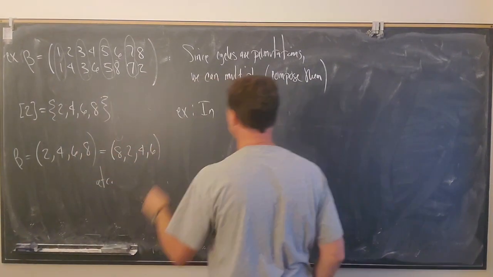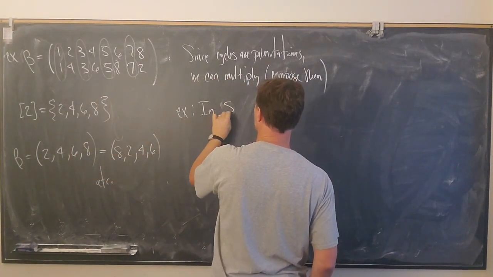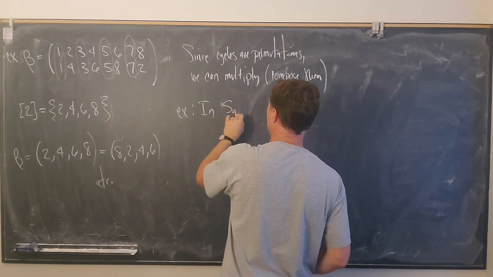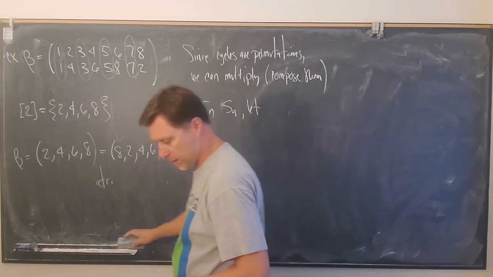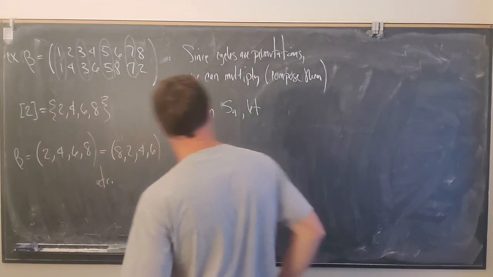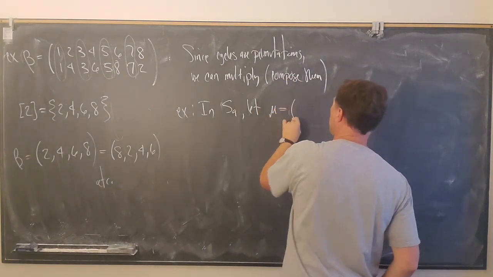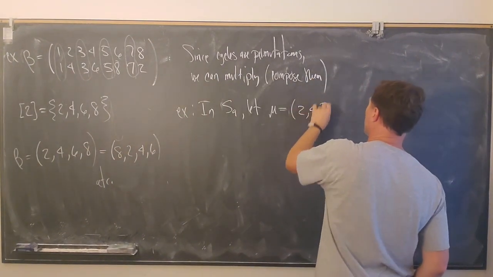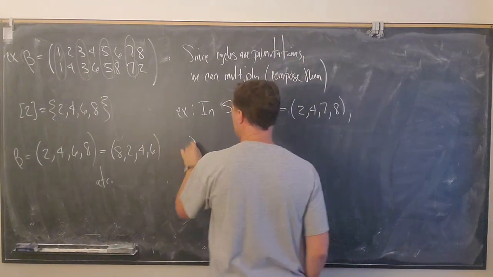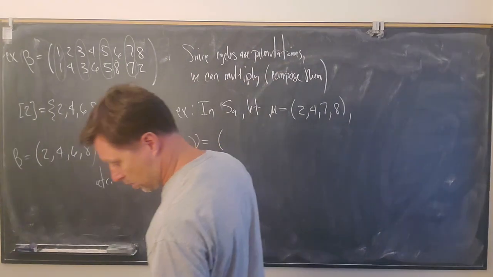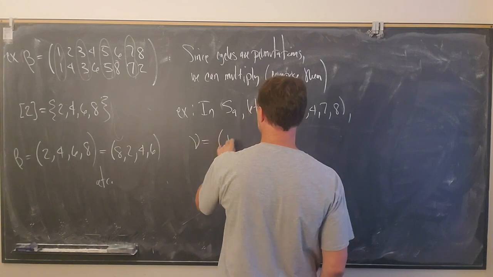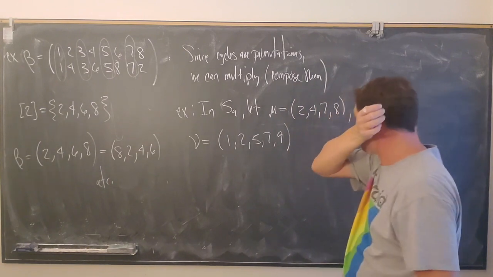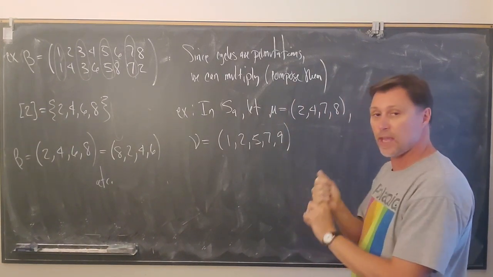Okay, so let's look at an example in S sub 9. Let's get a couple of cycles. I'm going to call them mu and nu. So let's let mu be the cycle (2, 4, 7, 8), and nu is going to be the cycle (1, 2, 5, 7, 9). Now what I'd like to do is multiply these, and remember, multiplication means composition.